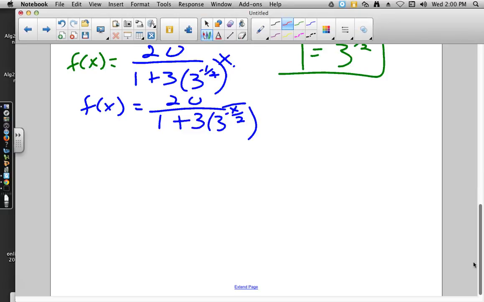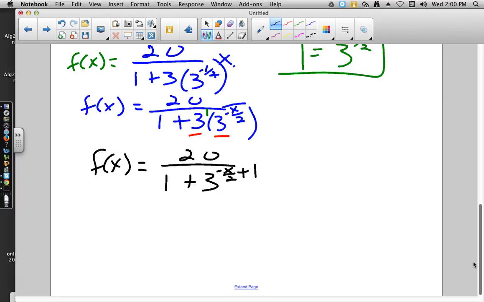All right, and now that we have that taken care of, we can see that we have a base of 3, and it's being multiplied together. So we want to remember that that is a little imaginary 1 there, and when you multiply similar bases, you add the exponents. So that would really be 3 to the negative x over 2 plus 1. And this would be an exact answer.